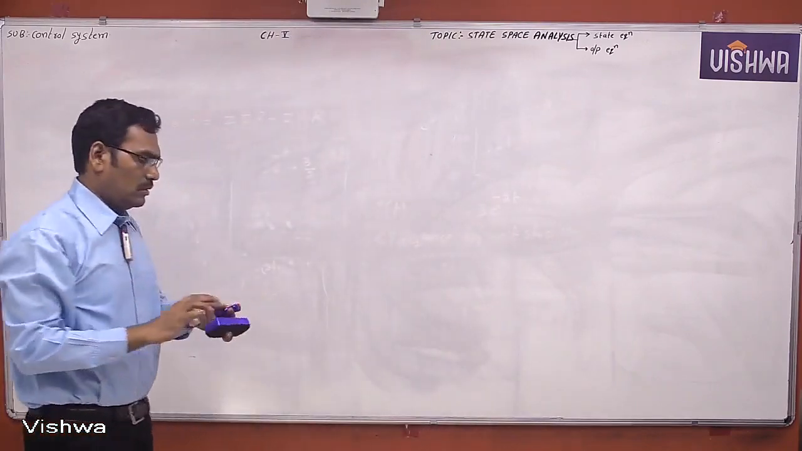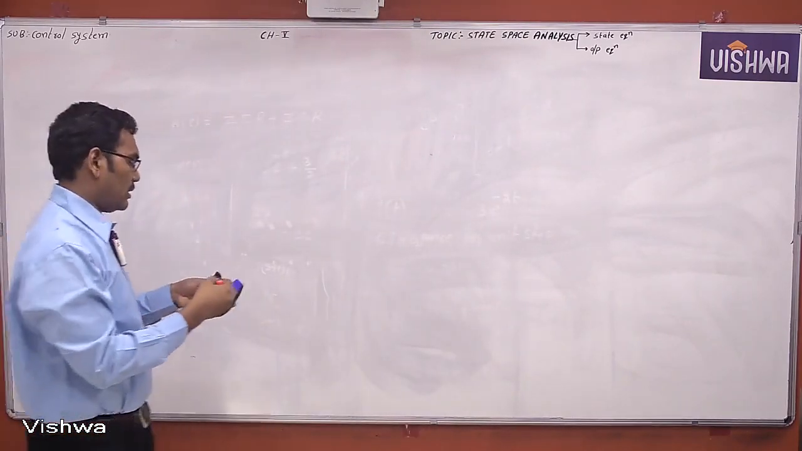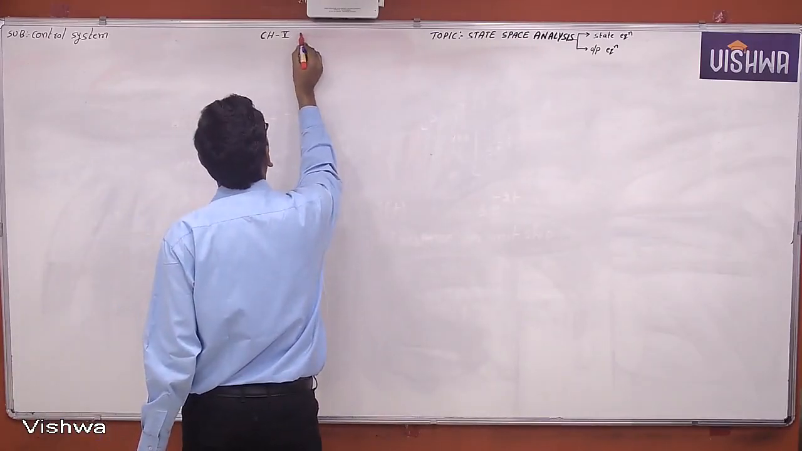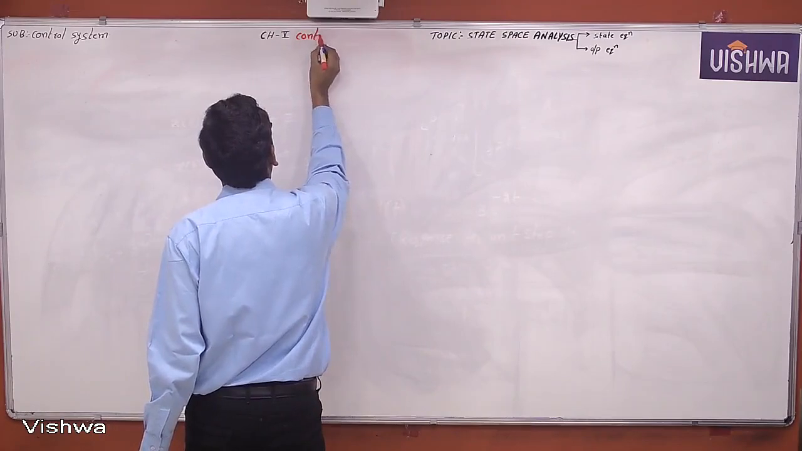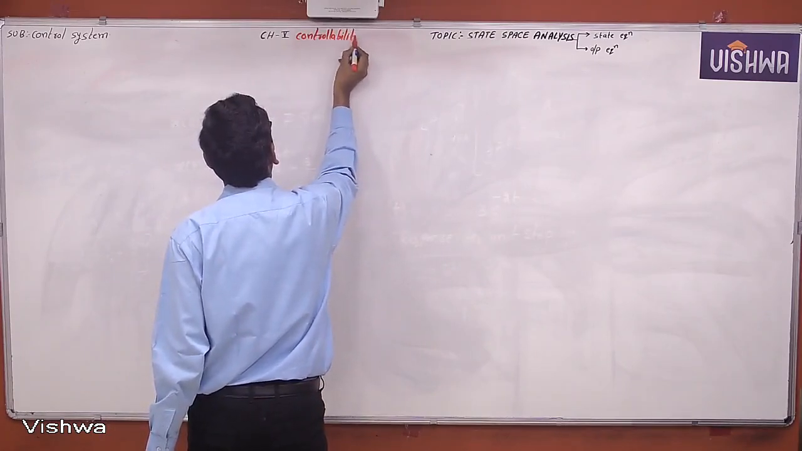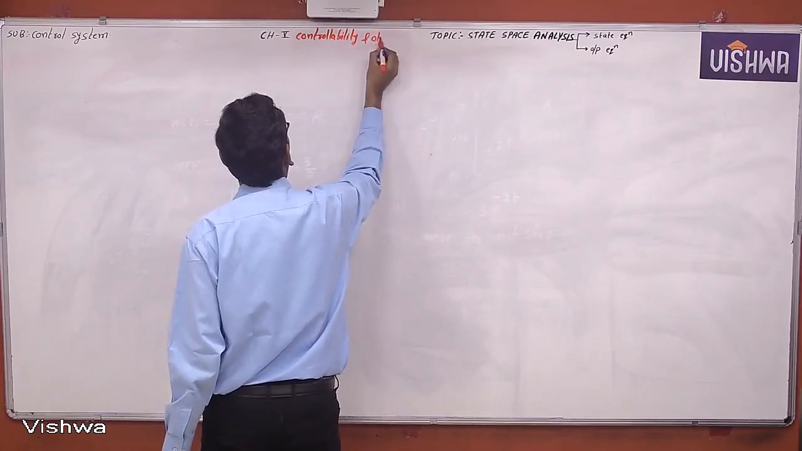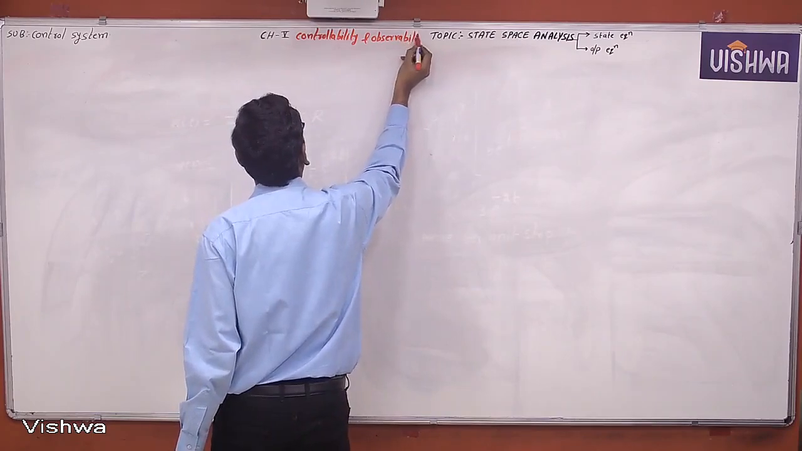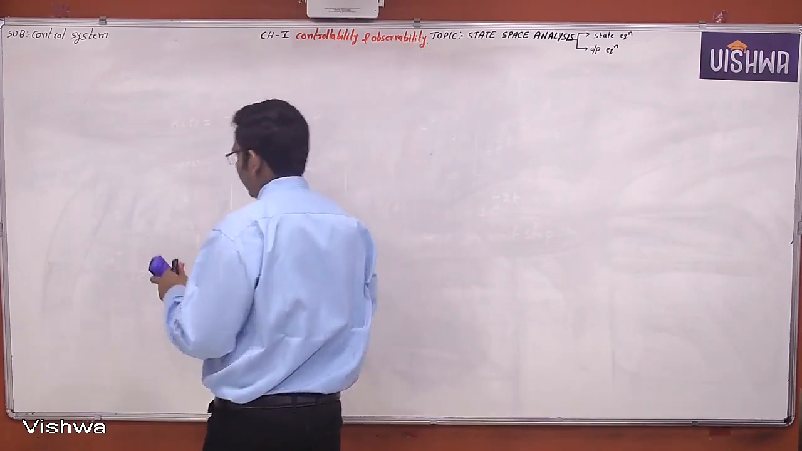Now, so what type of other questions? Okay, the other questions are controllability and observability. Controllability and observability.